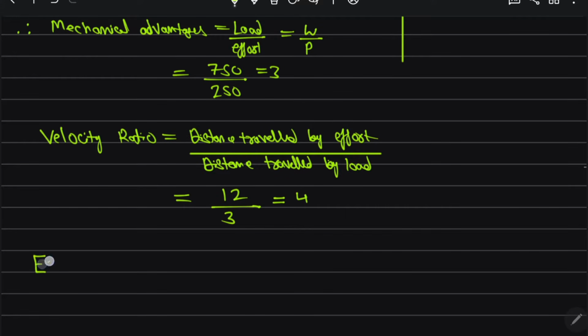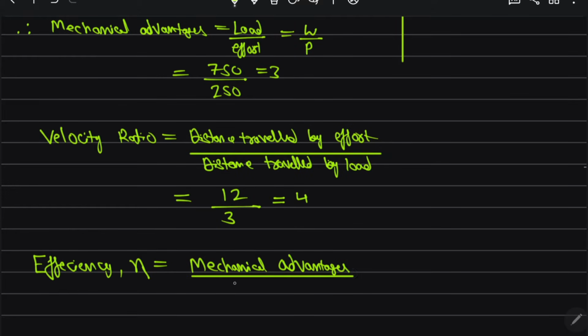So efficiency, denoted by eta, is mechanical advantage divided by velocity ratio into 100. Mechanical advantage is 3, velocity ratio 4, into 100. So that comes out to be 75%.